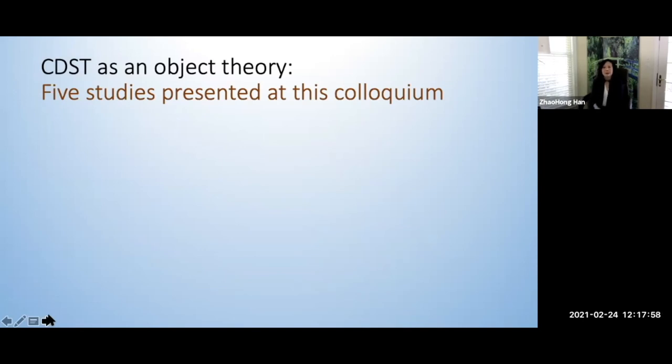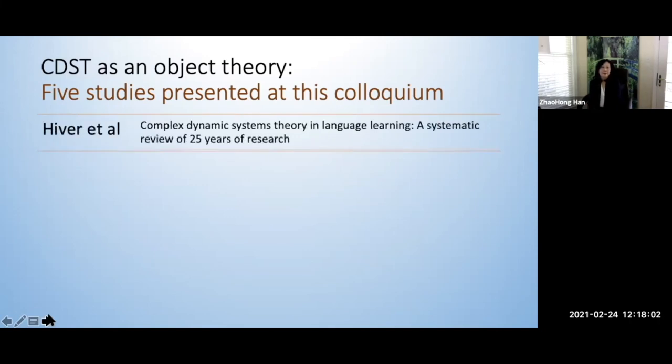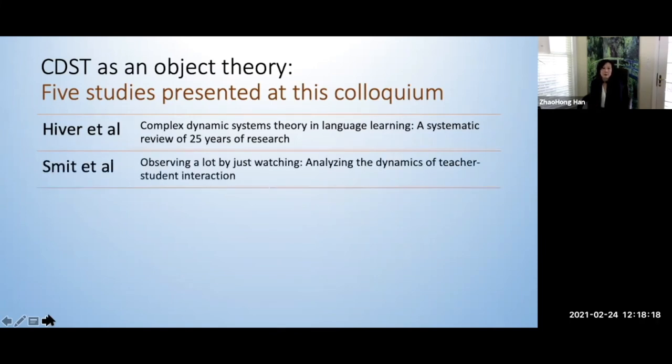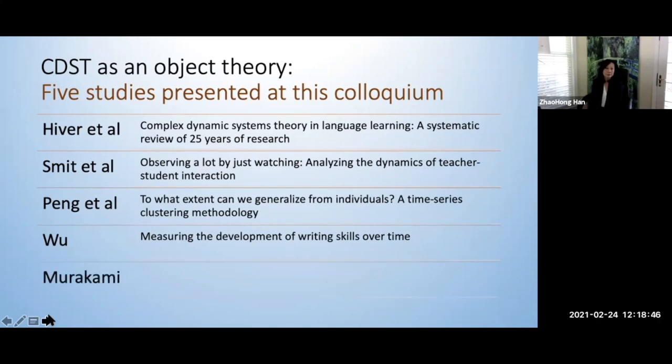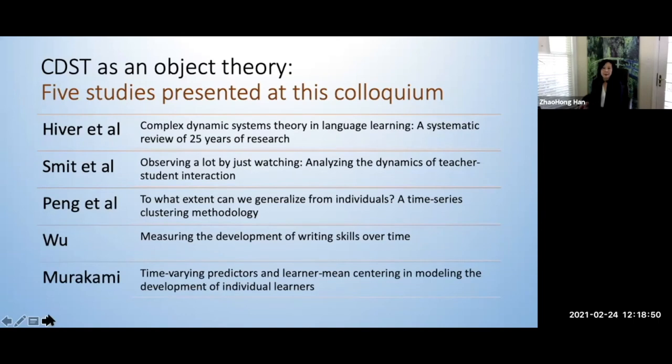Turning now to the five studies presented at this colloquium. The five studies begin with the Hiver et al. research synthesis, complex dynamic systems theory and language learning, a systematic review of 25 years of research. The Schmidt et al. study, observing a lot by just watching, analyzing the dynamics of teacher-student interaction. The Peng et al. study, to what extent can we generalize from individuals, a time series clustering methodology? The Wu study, measuring the development of writing skills over time. And the Murakami study, time-varying predictors and learner mean centering in modeling the development of individual learners.